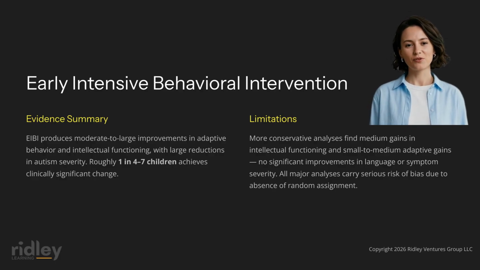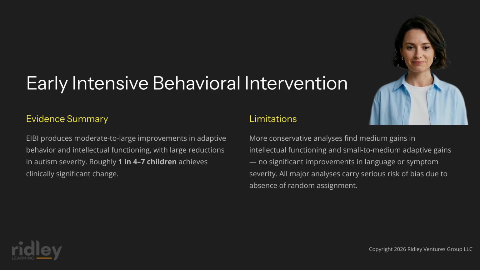Early intensive behavioral intervention, commonly abbreviated EIBI, grounded in applied behavior analysis, has been the most extensively studied early intervention for young autistic children. Eldervik and colleagues' 2026 individual participant data meta-analysis, sometimes called an IPD meta-analysis, synthesized 15 studies involving 341 children receiving EIBI and 280 comparators, all between ages 2 and 6 and treated for at least 12 months. That analysis reported moderate to large improvements in adaptive behavior, large improvements in intellectual functioning, and very large reductions in autism severity.